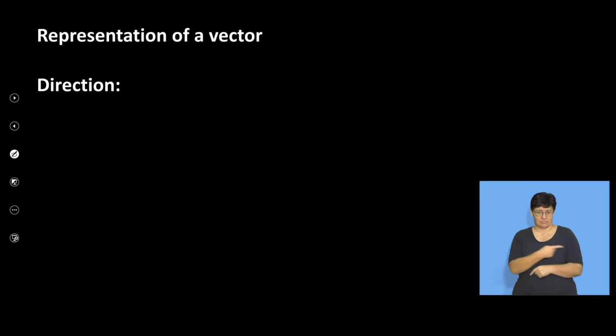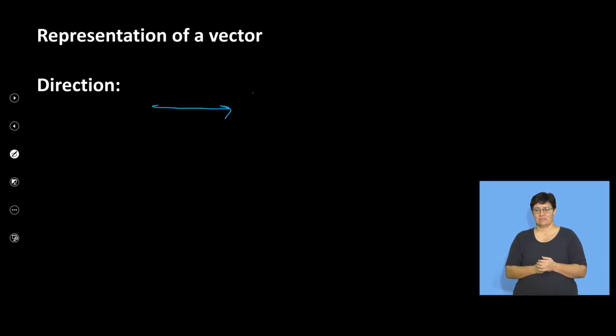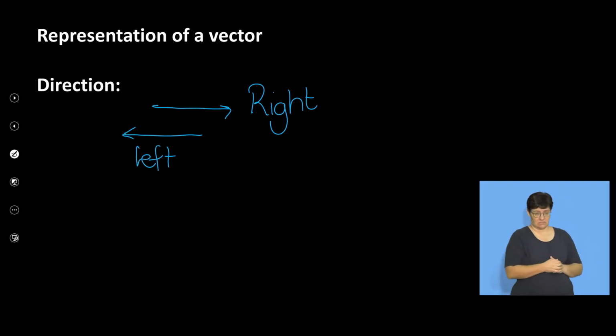Direction can be described in a couple of ways. The easiest for us is when they go to the right. That's nice, it's horizontal. Or when they say it's going to the left. Those are easy, those are nice. Left, right, we can do that.